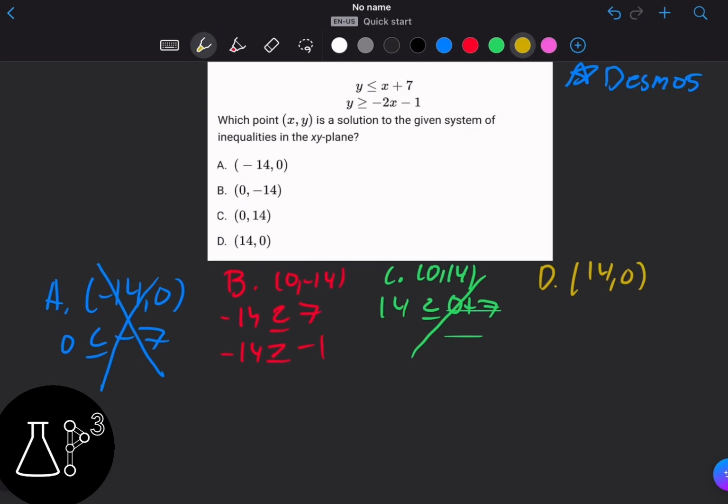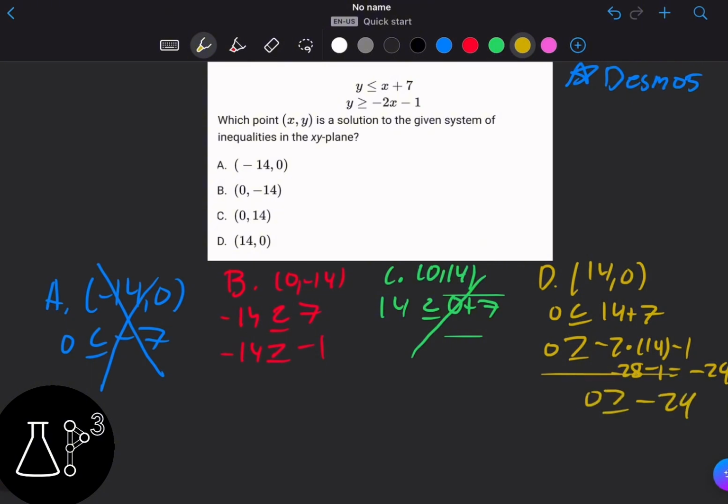We plug into the first equation, we get 0 is less or equal to 14 plus 7, that equals 21. So the first inequality is true, and we plug it into the second inequality, we get 0 is greater or equal to negative 2 multiplied by 14 minus 1, which equals negative 28, negative 28 minus 1, which equals negative 29. So 0 is greater or equal to negative 29. And D is our answer.